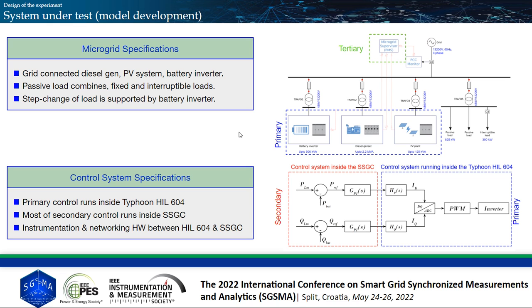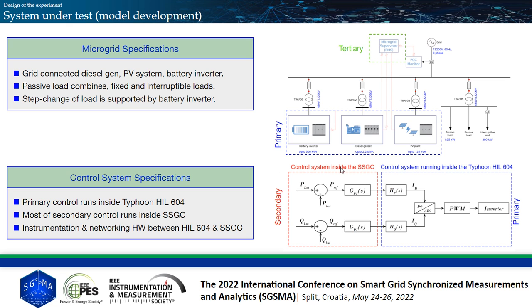Before we deep dive into the control system or the experimentation, let's review the system we had under operation. We had a microgrid system which had a diesel generator, PV system, and battery inverter. We had passive load that combines fixed and interruptible loads. And in order to do experimentation, we had the provision of applying step changes to the loads.